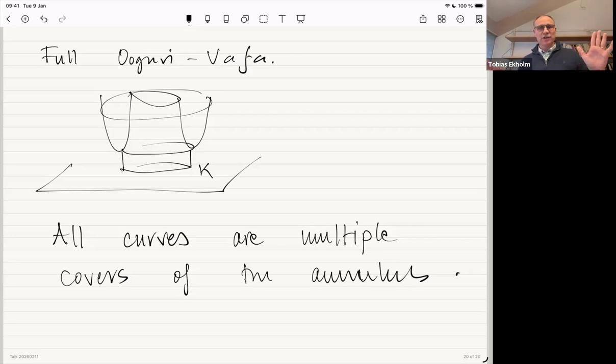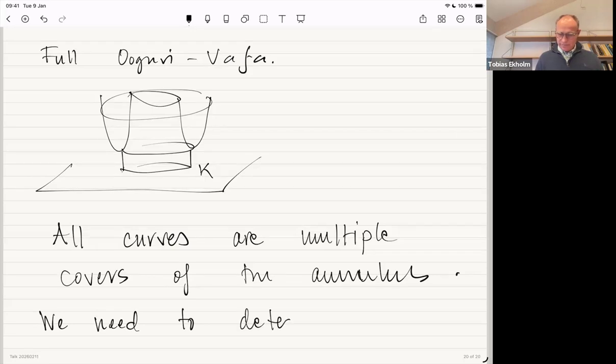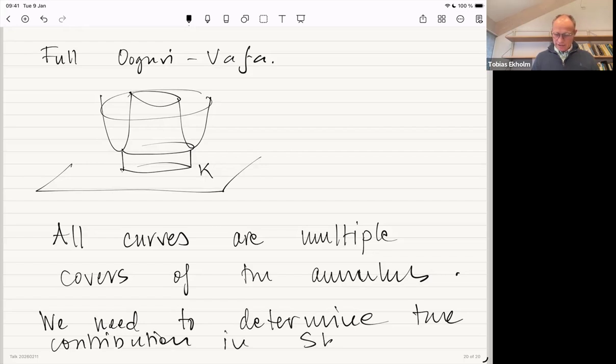So the question is now, what is the contribution in the Skein valued curve count from this annulus? That's the thing that we need to know. If we knew it, then we would be in business. So let me explain. So we need to determine the contribution in the Skein of L, let's say.